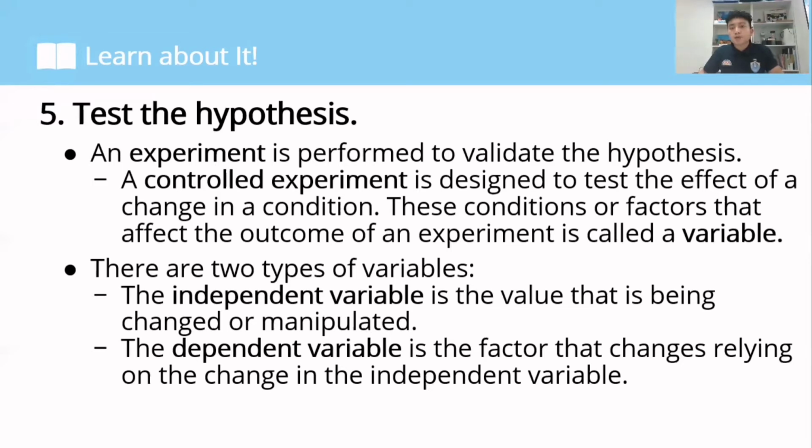Number 1 is the independent variable. This is the value that is being changed or manipulated. And number 2 is the dependent variable. This is the factor that changes relying on the change in the independent variable. And also, it is usual for an experiment to have 2 setups. Number 1 setup is the experimental group. This is a setup where all possible variables are held constant except for the variable that is manipulated in the experiment.